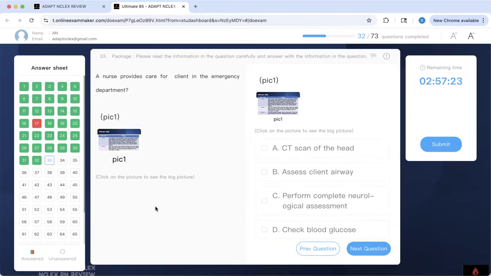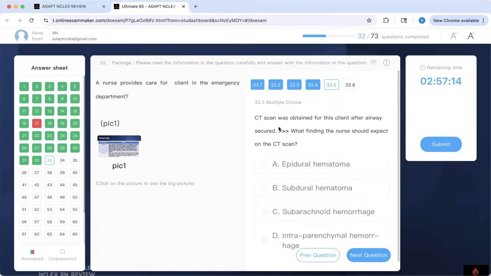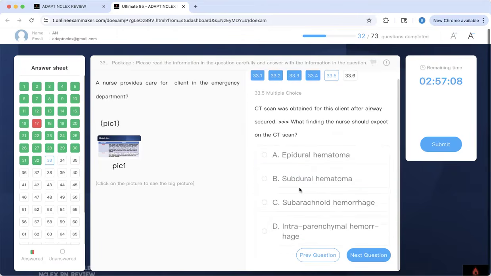What would you do? This is the airway problem. You have stroke, bleeding in the head. We should check their airway. The CT scan was obtained for the client after the airway is secure. What finding should the nurse expect on the CT? Worst headache of my life is what? Epidural hematoma, subdural hematoma, subarachnoid hemorrhage, intraparenchymal hemorrhage.